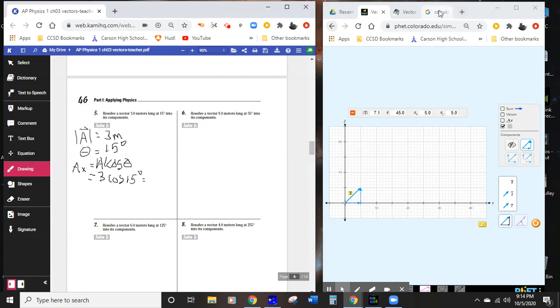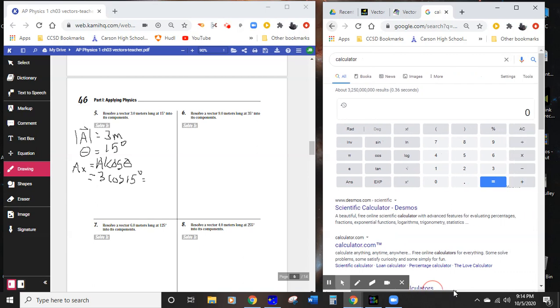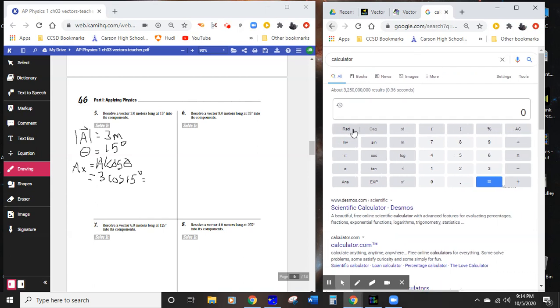Over here, I have a calculator. If I use this calculator, it defaults to radians, but we must be in degrees, so we'll make sure we're in degrees here. Using this, we'll go 3, cosine of 15, close parenthesis, and let's see what we get. We get 2.89, or we'll round to the nearest tenth, and say 2.9.